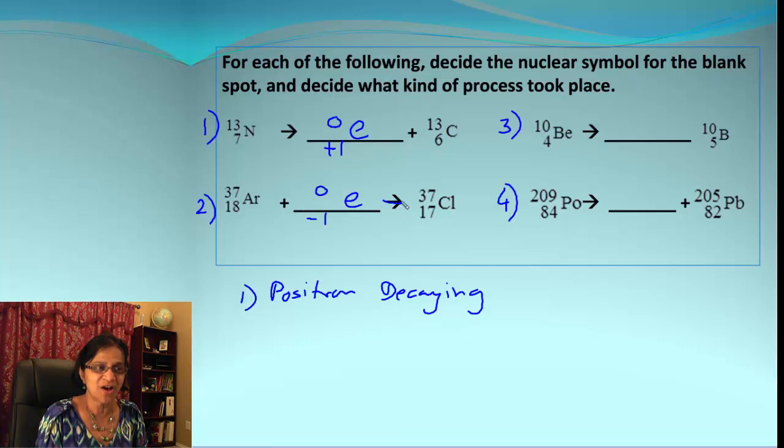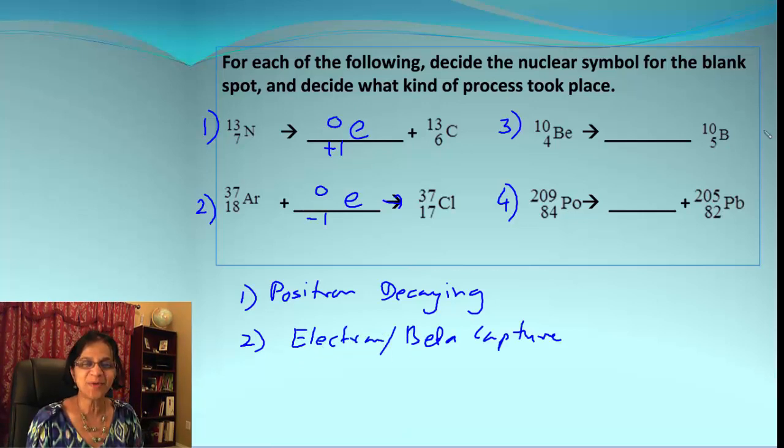And this is on the left side of the arrow. That means it is on the reactant side. That will be called capture. So it is electron or beta capture. Let's work on the remaining problems now.